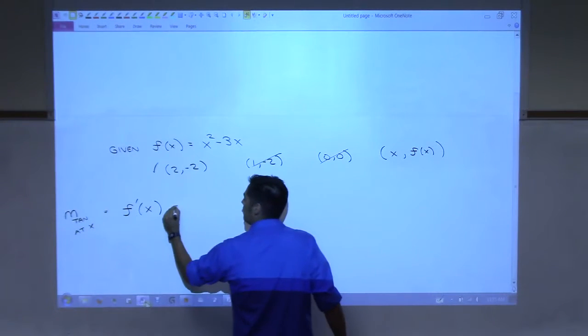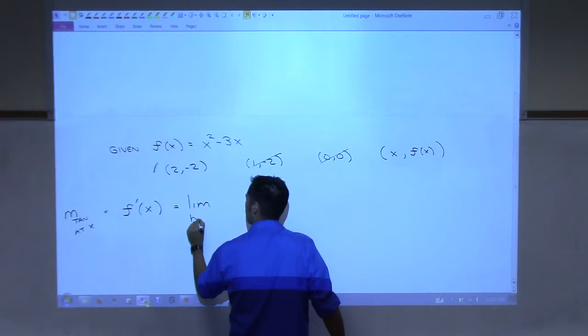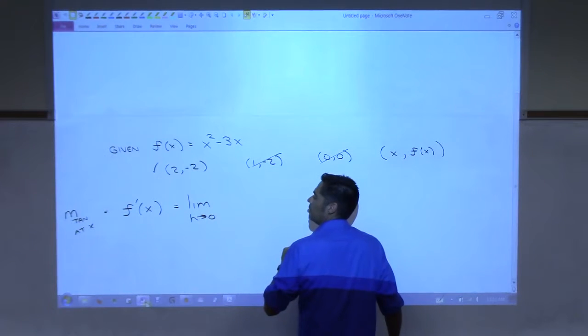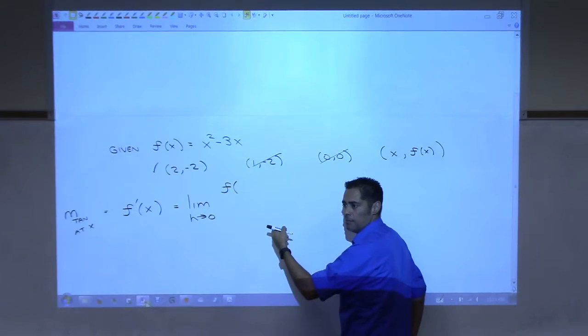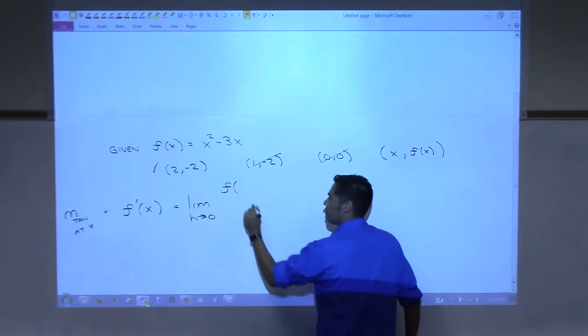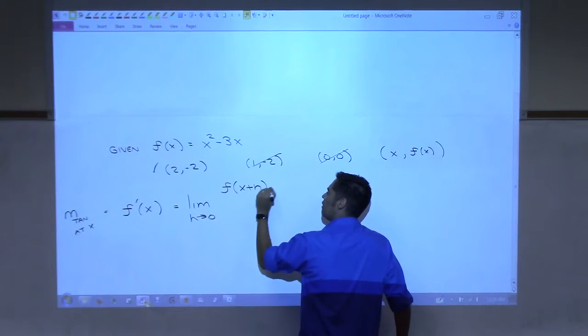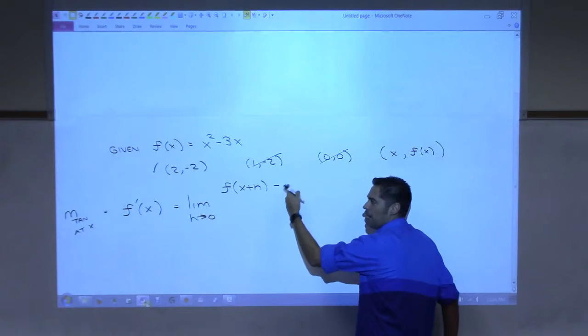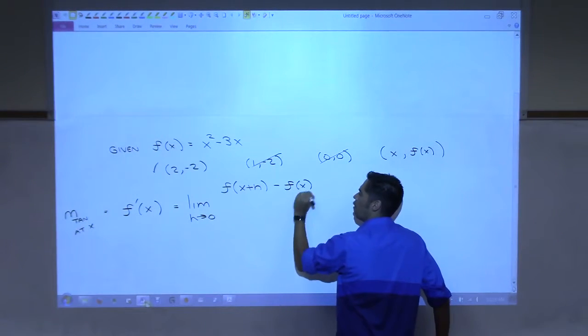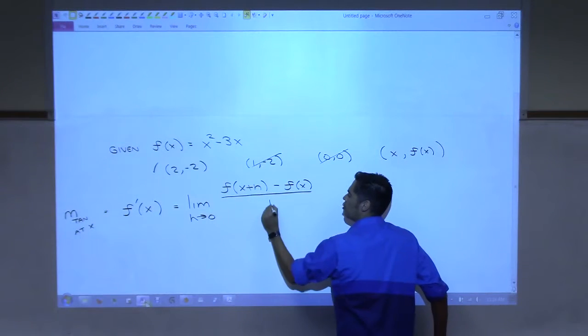And for us, that would be the limit as h goes to 0 of f of, it was a plus h, right? But a is what? X. So x plus h minus, it's supposed to be f of a, right? But a is x, so f of x all over h.